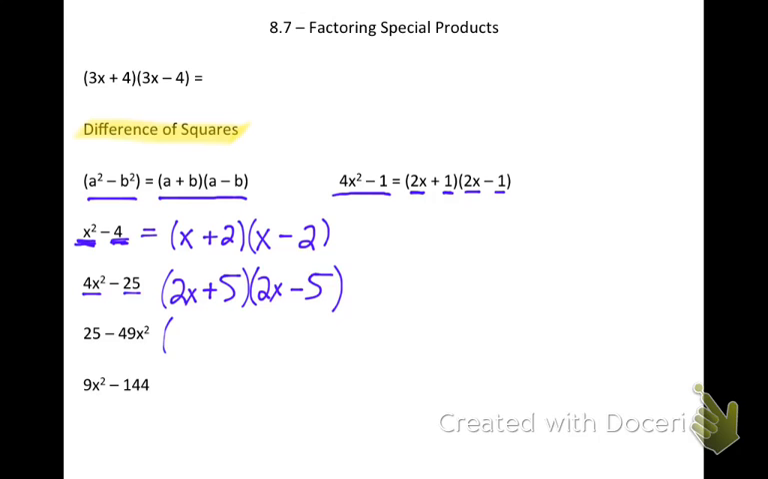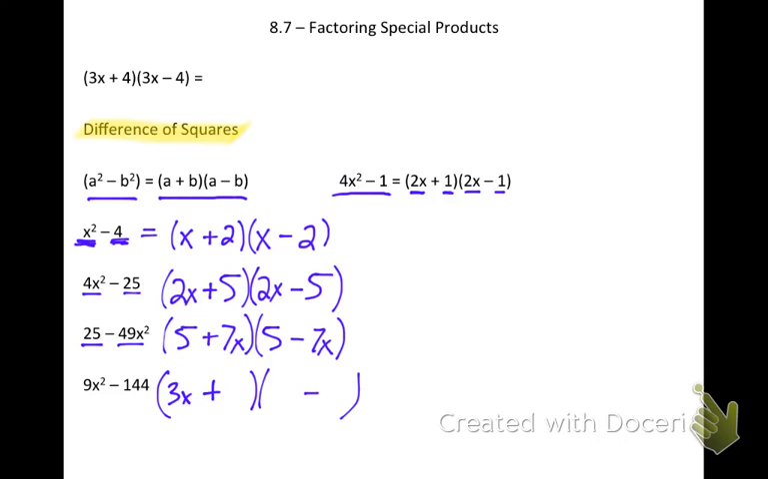This one usually throws people for a loop. I'm just going to change the order of this. 25 is a perfect square, 49x squared is a perfect square. Plus sign, minus sign. Again, the square root of 25 is 5, it has to go in my first spot. Since it came first in my difference, I have to put it in first. Then my second one, I get 7x, and so I get 7x as my second term. And then last but not least, again, plus sign, minus sign, 3x plus 12, 3x minus 12. And that's it.